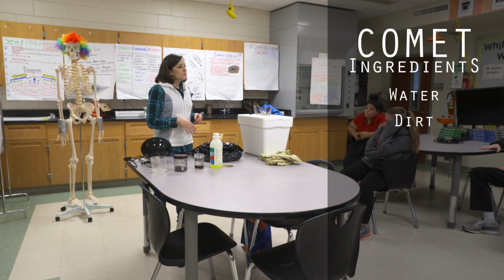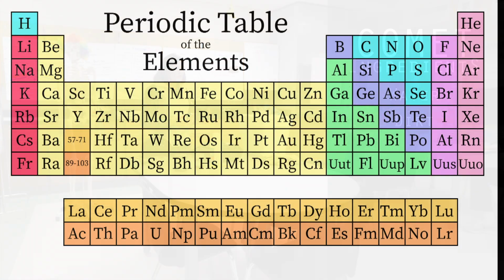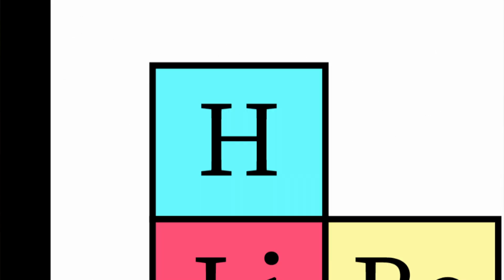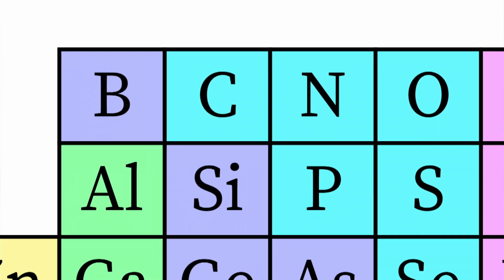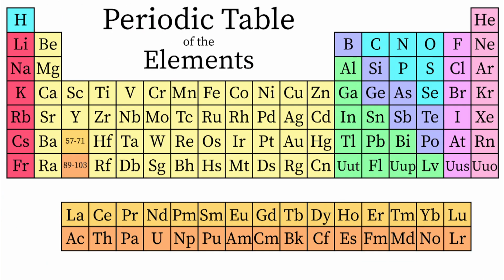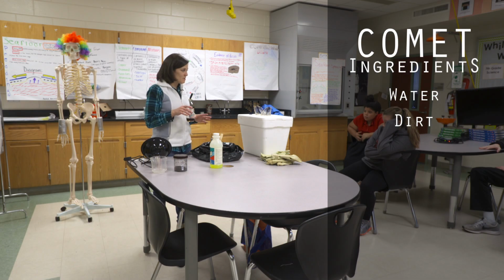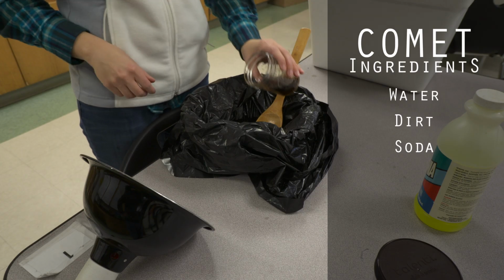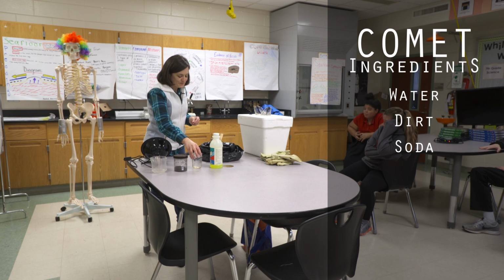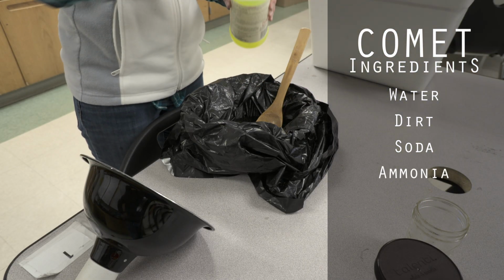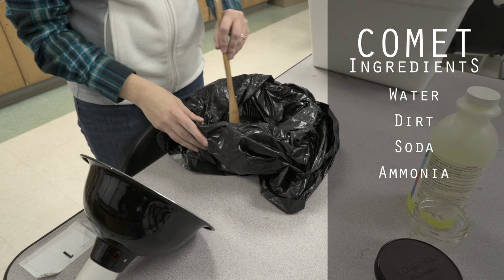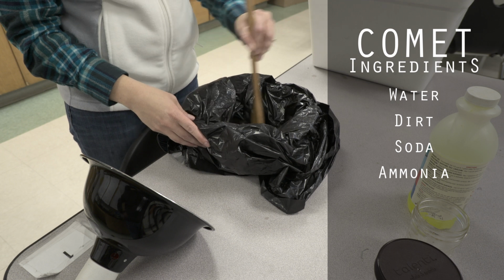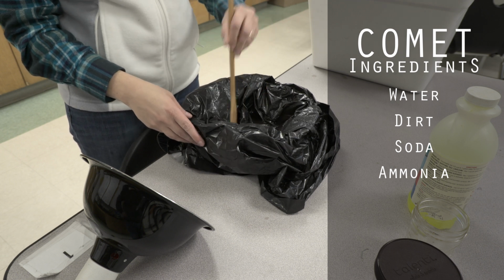And then the comets also contain organic materials. So things that contain carbon, hydrogen, oxygen, nitrogen. Basically the elements that make up the vast majority of life are those organic compounds. And so even in the early formation of the solar system, there were some very simple sugars present. So we're actually using soda to represent those sugars. And then ammonia, which is the same kind of stuff that makes window cleaner so stinky. That's another organic material that you might find in the comet. I'm going to stir up our ingredients to get it all evenly mixed because they're all mixed up together.